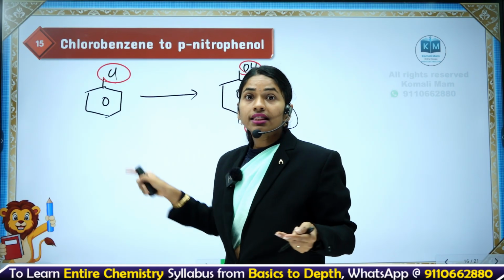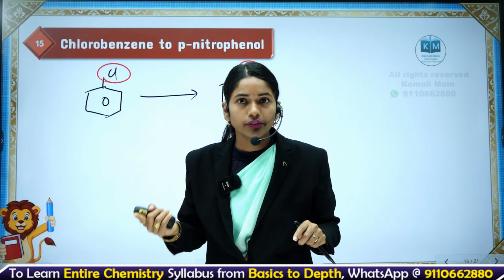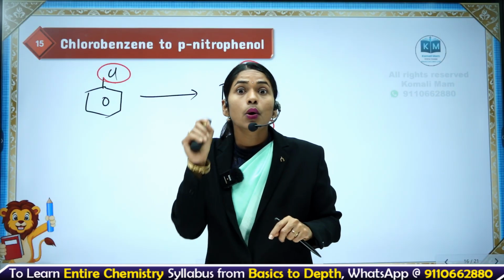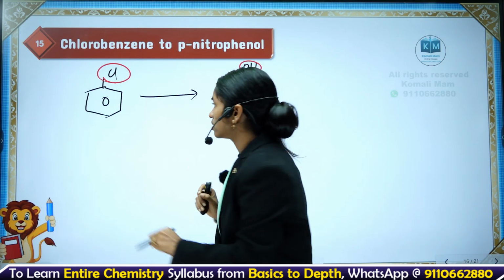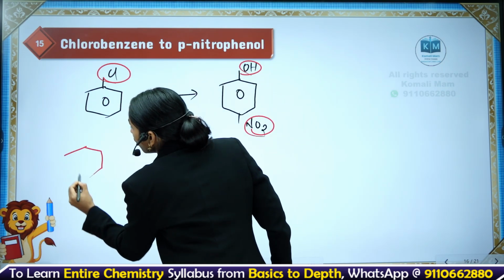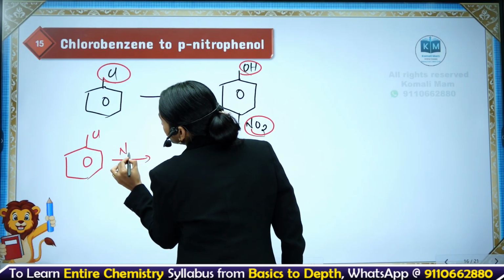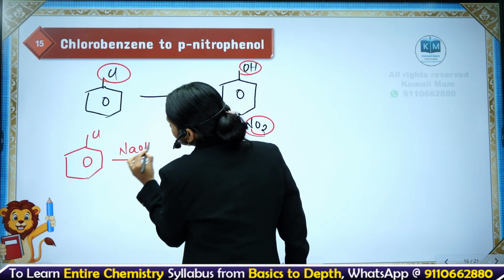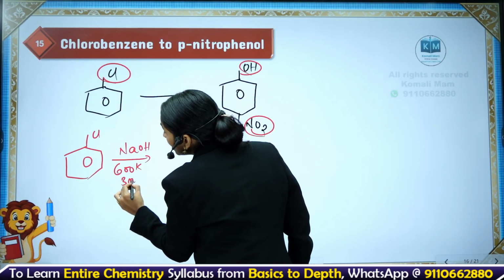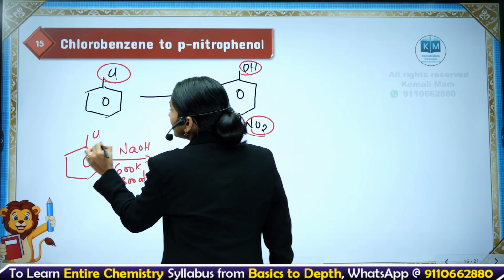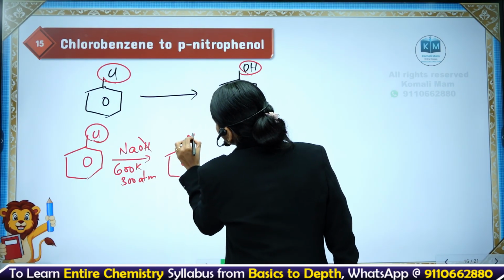First, chlorine. This is a haloarene. Haloarenes don't undergo direct nucleophilic substitution reactions. One of the most famous named reactions is the Dow process. In the Dow process, what will we do? Here we will use NaOH under certain conditions like 600 Kelvin temperature and 300 atmosphere pressure, then H and Cl go out, and we will get sodium phenoxide.